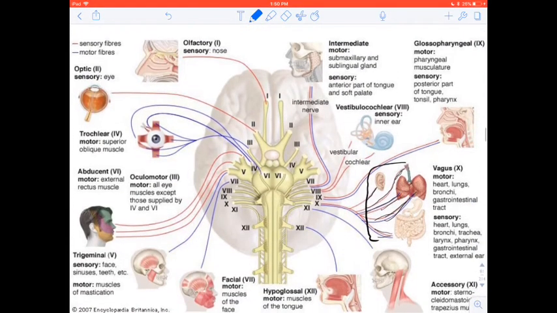And you can scroll down here and see what each one of these does. A lot of them are kind of contained here in the head. You see the trigeminal nerve right here, which controls a lot of the face, along with the facial muscle, or the facial nerve too.